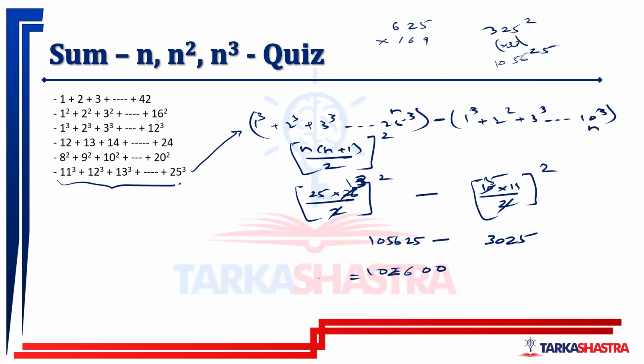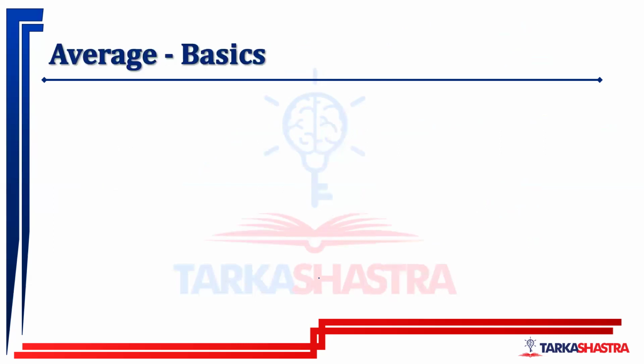Okay, I hope you have understood the formulas for sum of first n natural numbers, sum of squares of first n natural numbers, and then cubes of first n natural numbers. Now moving forward to the next concept, that is the average and its basics. Average and its basics are very easy to understand. There are only two things that we are going to understand today.